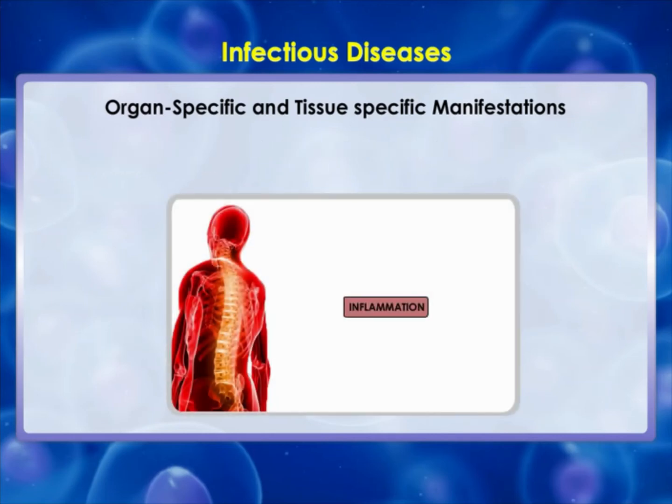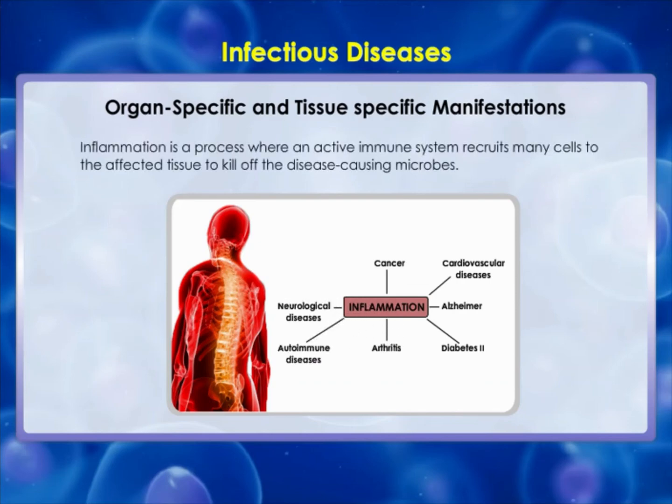In addition to these tissue-specific effects of infectious disease, there will be other common effects too. Most of the common effects depend on the fact that the body's immune system is activated in response to the infection. An active immune system recruits many cells to the affected tissue to kill off the disease-causing microbes. This recruitment process is called inflammation. As a part of this process, there are local effects such as swelling and pain, and general effects such as fever.